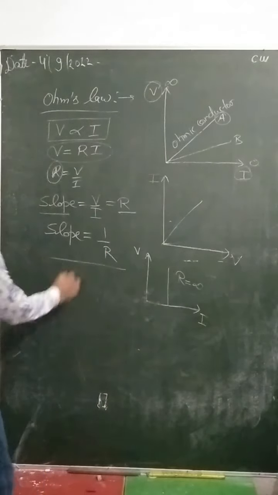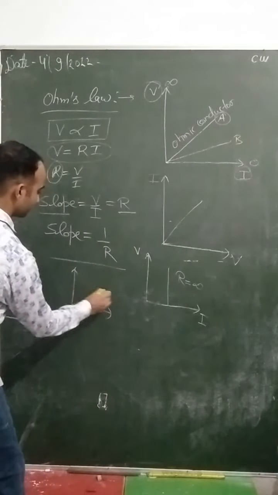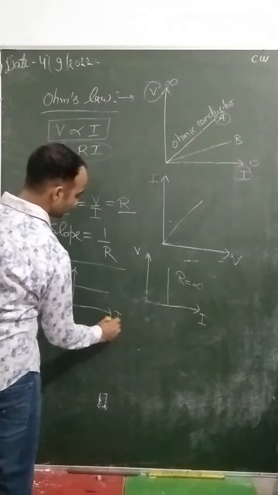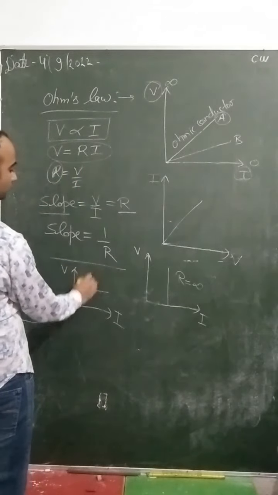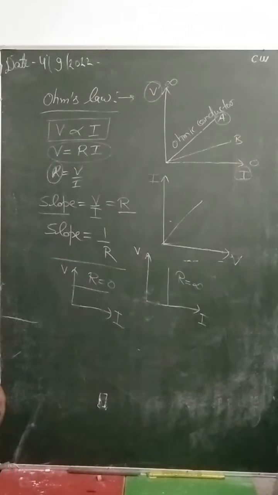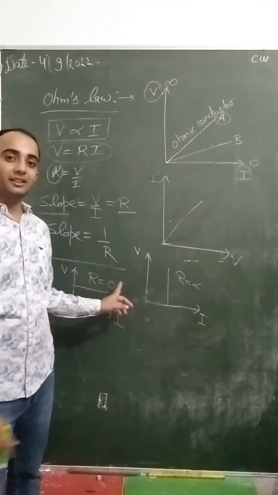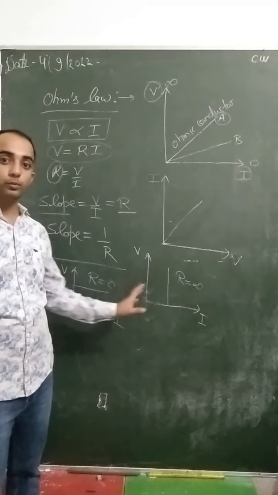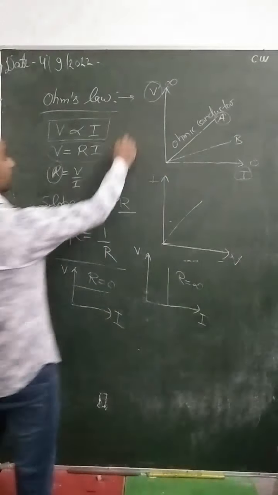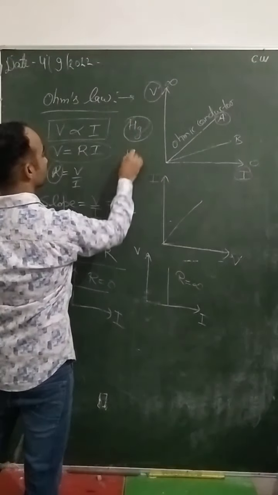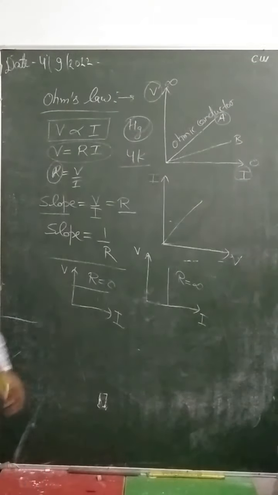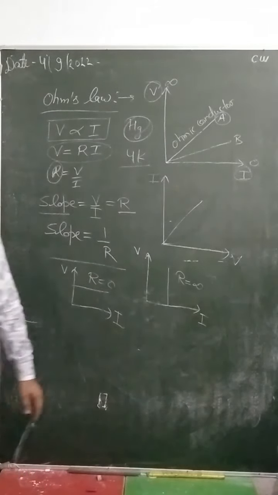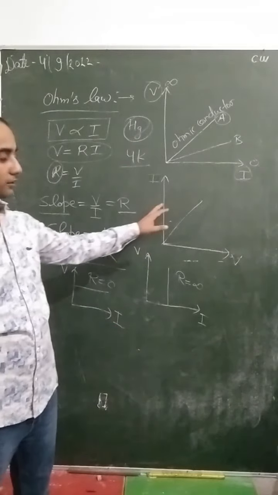And if the graph is a line parallel to the current axis, this will represent that resistance is 0. When resistance is 0, that is called a superconductor. Mercury shows superconductivity at 4 Kelvin. So these are the VI characteristics of a graph.